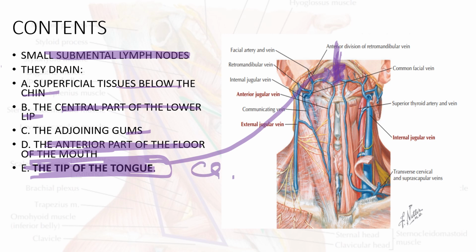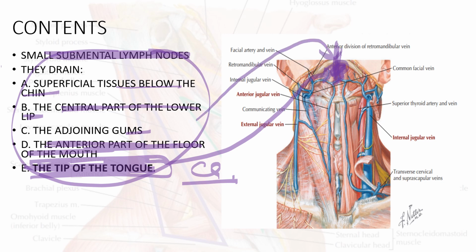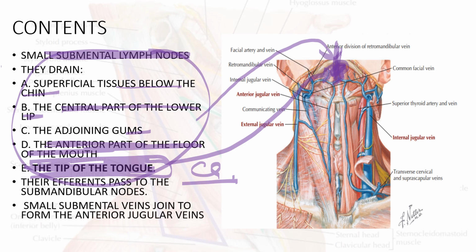That means if there is a cancer of the tip of the tongue, then the lymphadenopathy will be in which lymph nodes? These. Or if there is any infection of this area, the lymphadenopathy will occur first of all only in this area. Then they will have efferent vessels, and this area has a vein that is known as the anterior jugular vein. So, children, we have the anterior jugular vein here in this triangle.